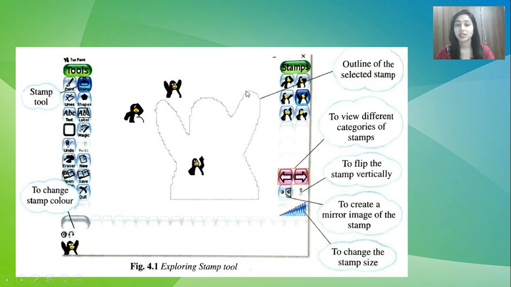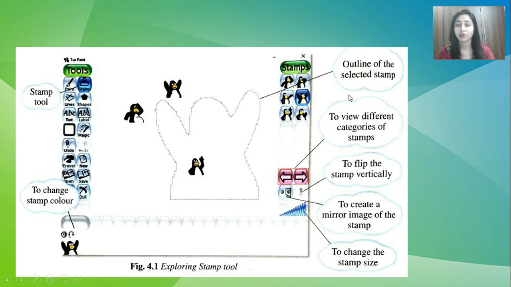Here you can see when you click on the stamp tool, you will get different types of stamps on the right side, which is called the selector pane. Okay. Now when you select any of the stamps from the selector pane, you can see first on the canvas board it will come with an outline.